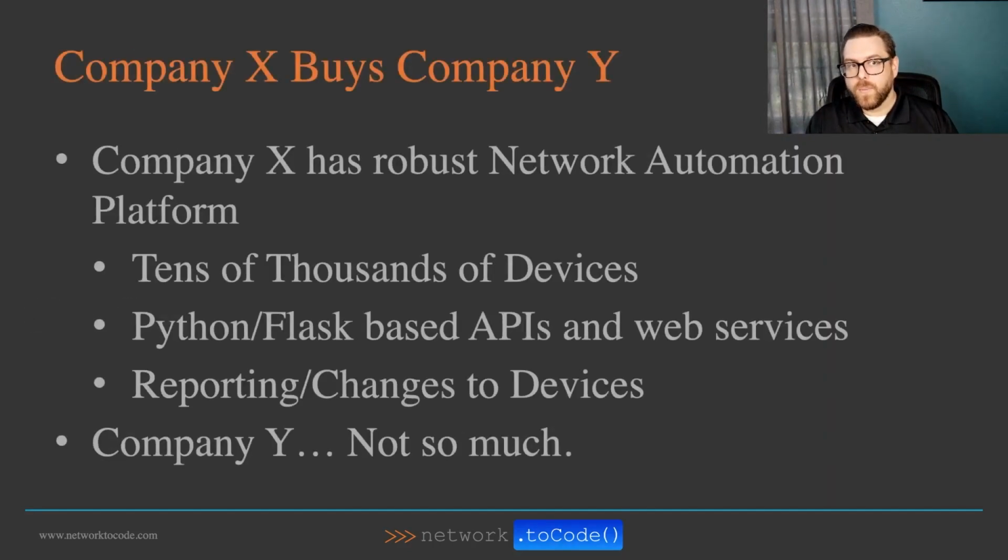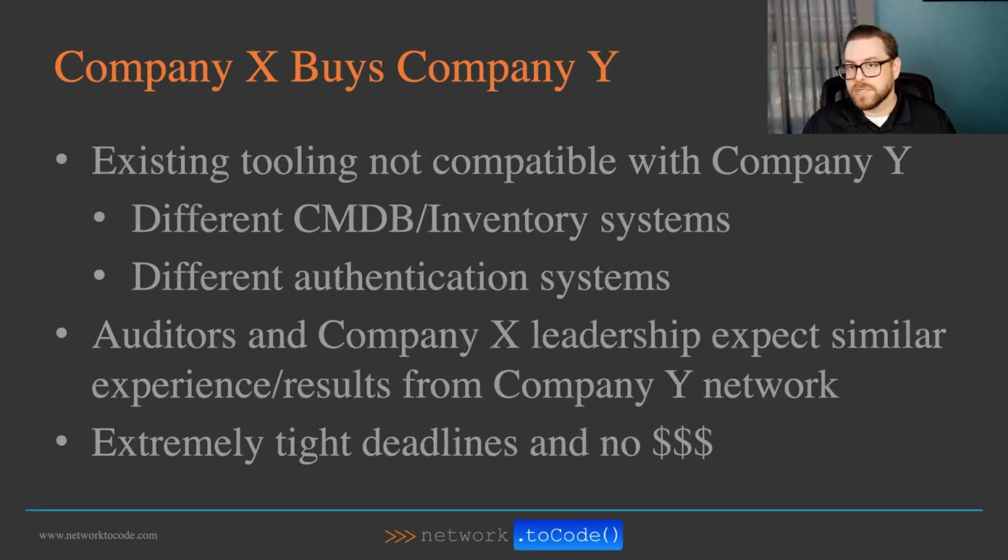So where would you go into your toolbox and pull this out? Here's an example scenario. You have a large company, Company X. It's bought Company Y. Now, Company X is really good at network automation. It's their bread and butter. They have tens of thousands of devices out there. They have Flask-based APIs, different web services serving out information about those devices, reporting changes, all kinds of things. Company Y, not as much.